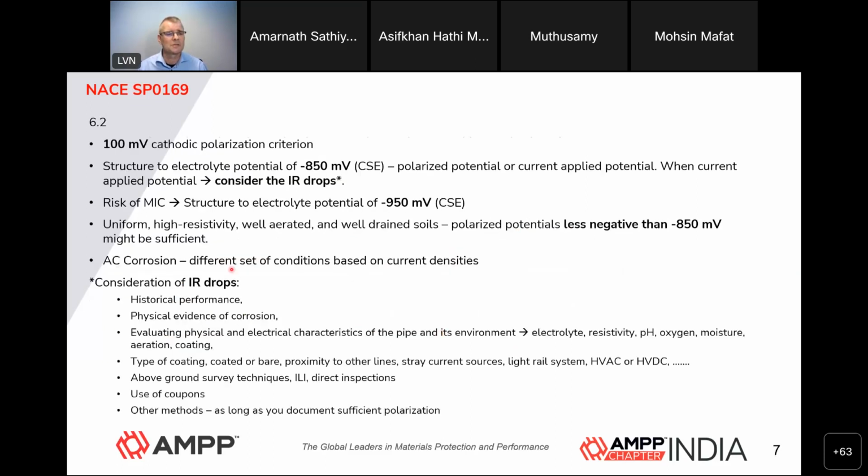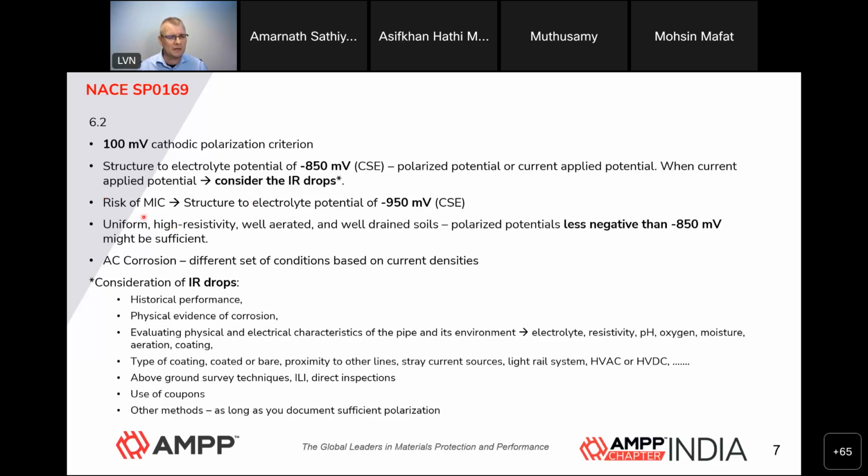And 6.2 are the well-known criteria. We have the 100 millivolt cathodic polarization criterion. We have the structure to electrolyte potential of minus 850. That might be the polarized potential or the potential including an IR drop, the current applied potential. And when this has been measured, you must consider the magnitude and the significance of the IR drop.